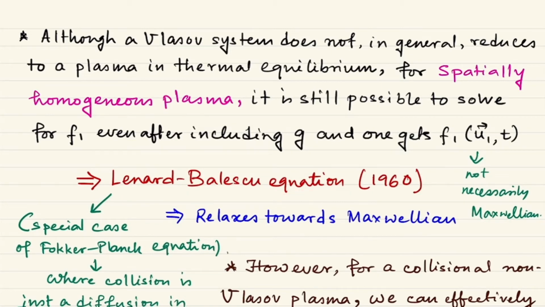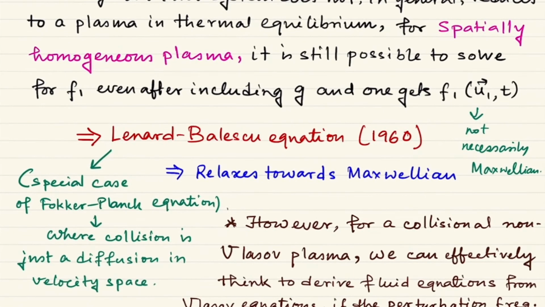And this is a special case of Fokker-Planck equation. A Fokker-Planck equation is a class of equations where collision is not neglected at all, but it is modeled as a diffusion in velocity space. Okay, once again, Fokker-Planck equation is very important for plasma physics in general, but for the current scope of this course, well, I am just giving you as an information. If you are interested, you can search further.